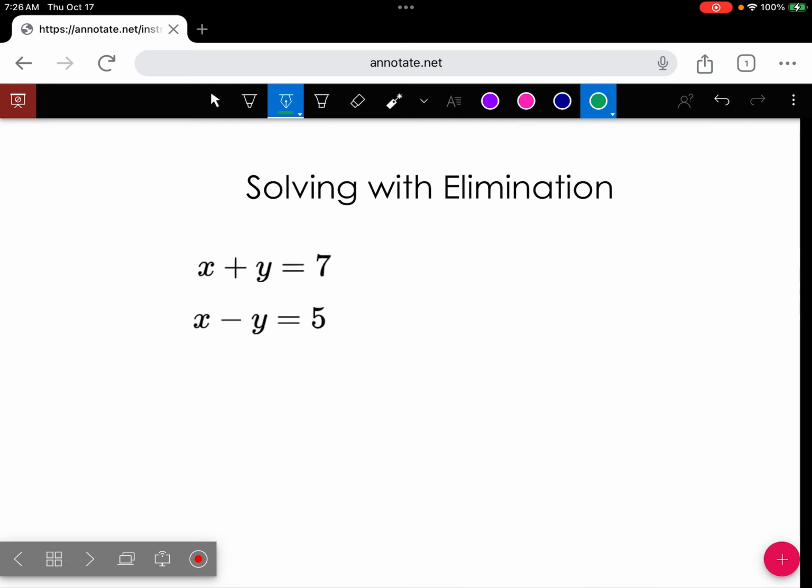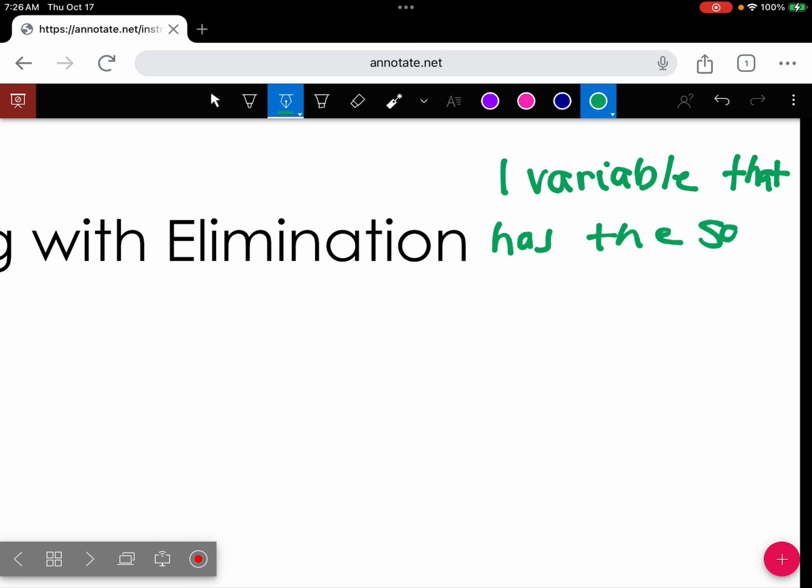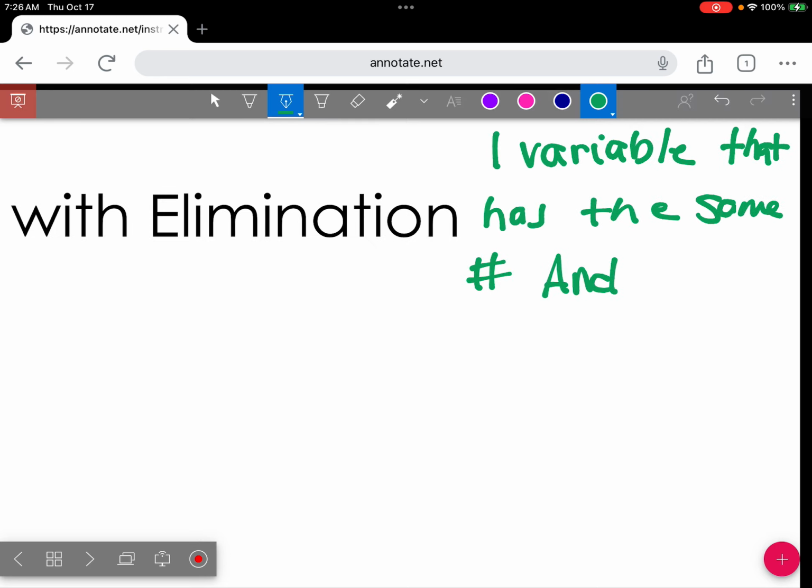What we're looking for with elimination is I need to have one variable that has the same number and opposite signs. That's what I want, because that lets us use addition.